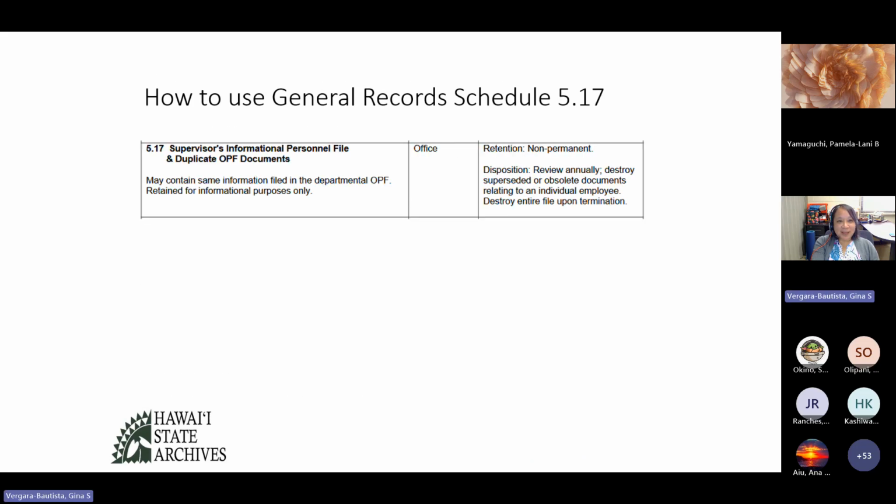Okay, and this is the last retention schedule. These are, as I mentioned, the duplicate copies of those files for the office where that person works. We do retain them so that we have something to work with while the person is working in our office. And those are considered non-permanent. You can review them annually, destroy when superseded, and destroy them upon termination because you don't need that file anymore at that point.